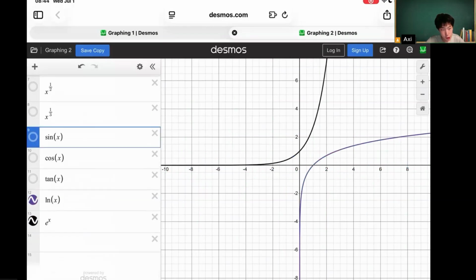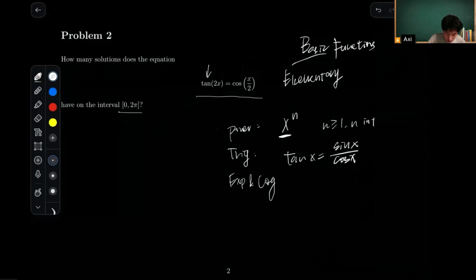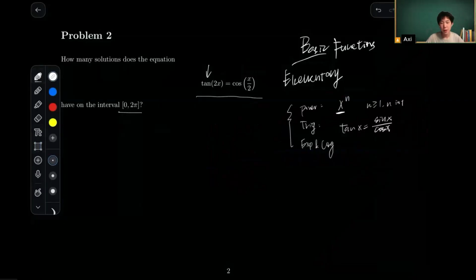And the final two functions are the exponential function and the logarithm function. We won't go too deep into that, but these are also basic elementary functions. So just take a look, and we'll introduce that in the next lesson. These are the basic functions. So now let's go back to the problem.